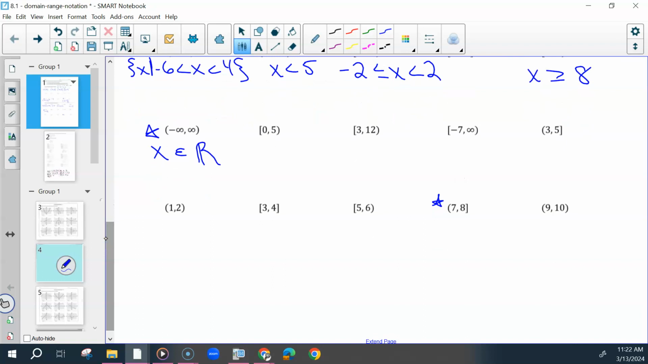Okay. The 7 to 8 is between 2 numbers. We're going to start at 7. Would this be less than or less than or equal to? Less than, because of the parentheses. x less than or equal to 8. Less than or equal to 8.